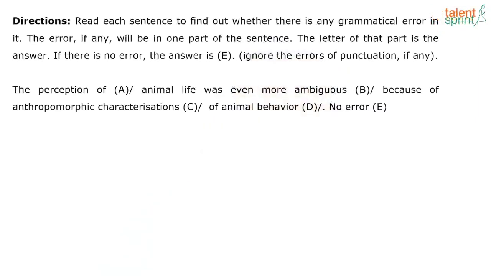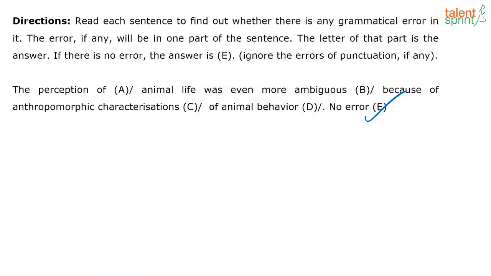The perception of animal life was even more ambiguous, meaning not clear, a little confusing, because of what? Anthropomorphic characterizations of animal behavior. So this is an error-free question, no error. I'm sure you didn't expect one like this because we're specifically focusing on errors, but I just wanted to throw in one in between. So we also know when not to spend too much time on a question, and know that we need to move on. There's absolutely no error because it seems fine.